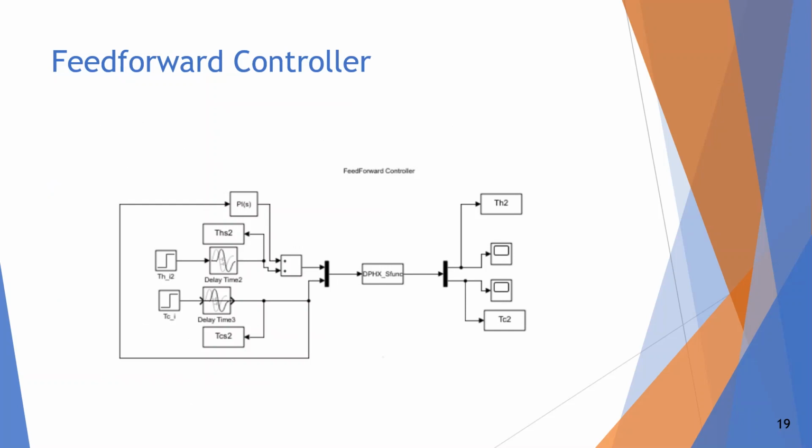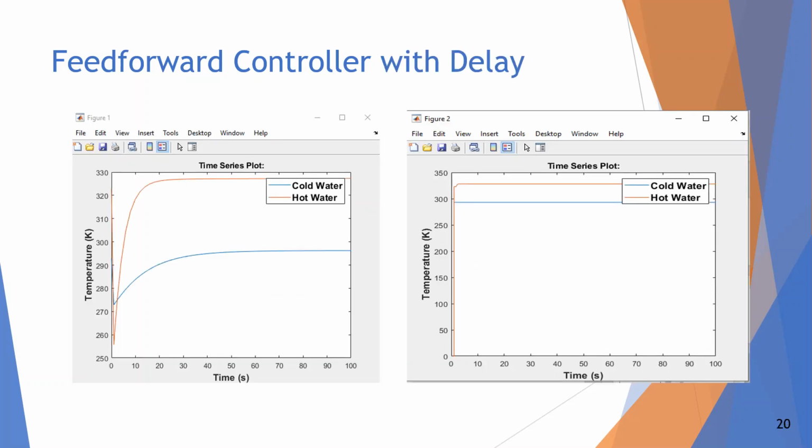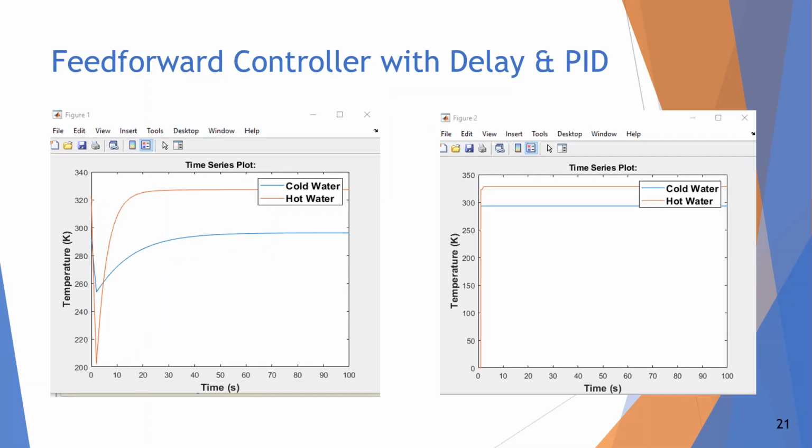So here we have our feed-forward controller block diagram with a delay in time with a linearized S function. Here we have our controller responses from our feed-forward controller, and we added a delay time of 2 seconds, and as you can see, these are the two responses that we have gotten. Now same approach, but now we have included a PID and get the following results.